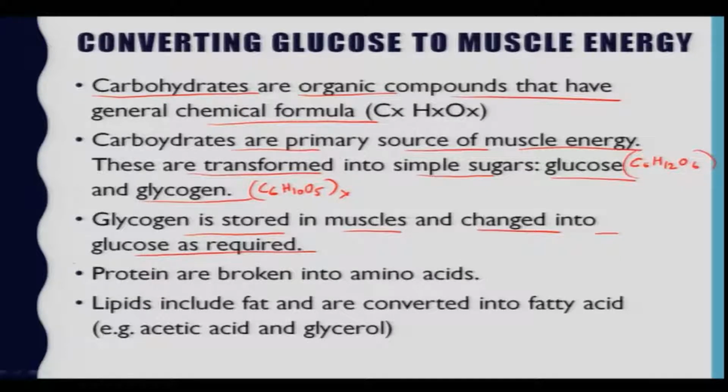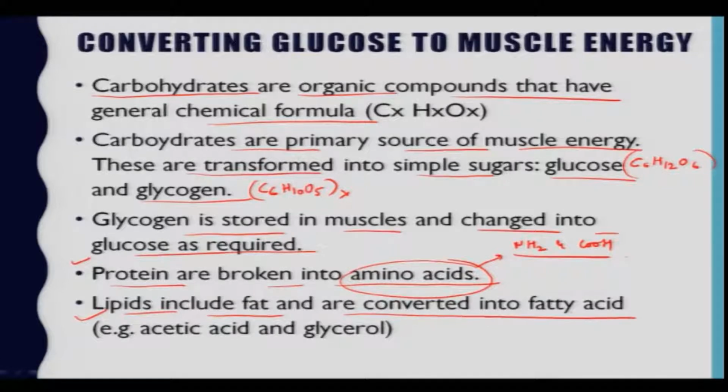Another kind of nutrient required for the body is protein. Protein is broken down into amino acids. An amino acid is an organic compound which consists of an amino group and a carboxylic group. Another kind of nutrient is lipid, which includes fat and is converted into fatty acids and glycerol.